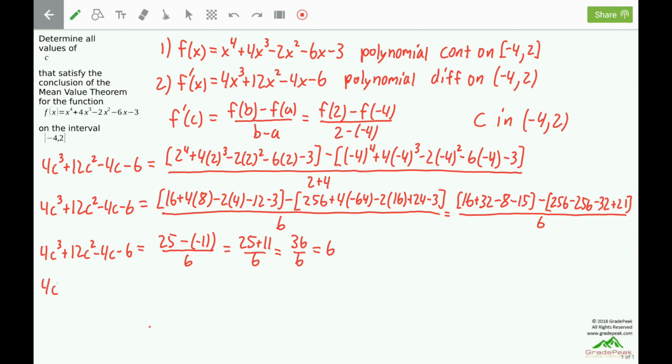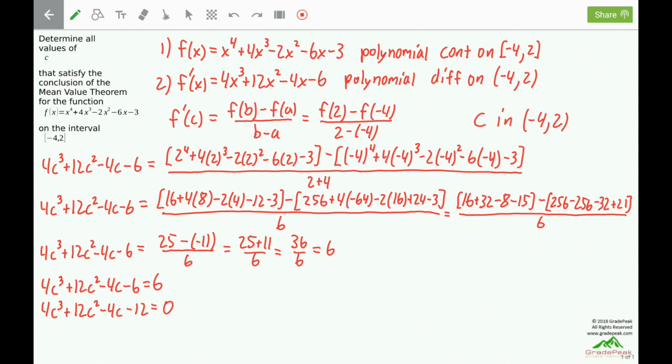So we have 4c cubed plus 12c squared minus 4c minus 6 equals 6. Since we have a polynomial on the left side involving c, we're going to want to equate it to 0, so let's subtract 6 from both sides. So 4c cubed plus 12c squared minus 4c minus 6 minus another 6 will be minus 12 equals 0.